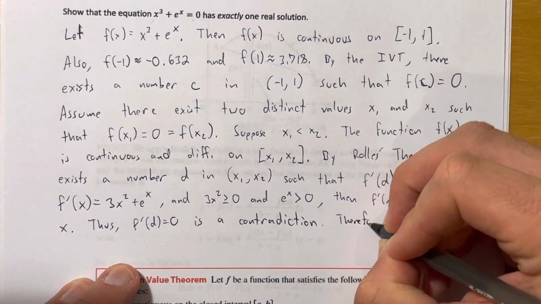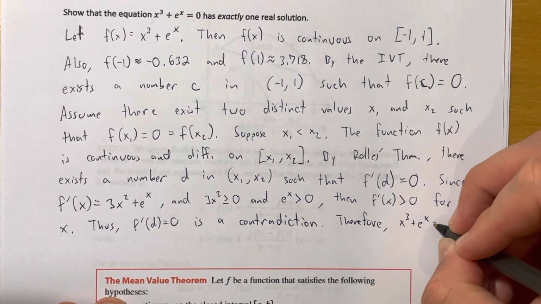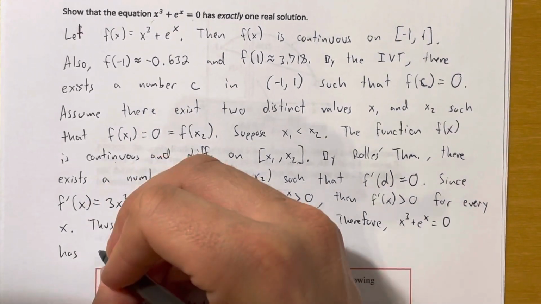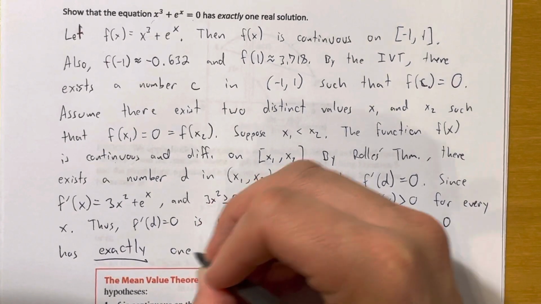Therefore, x cubed plus e to the x equals 0 has exactly one solution.